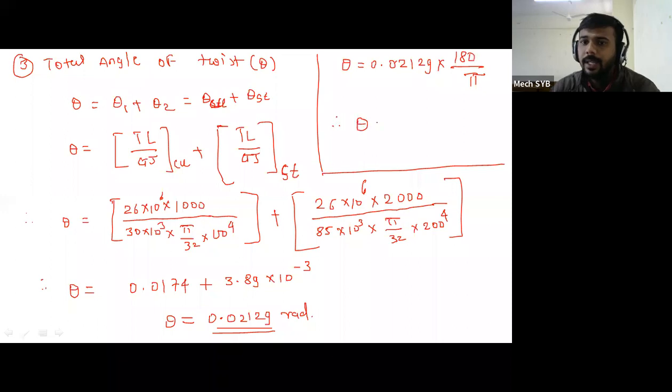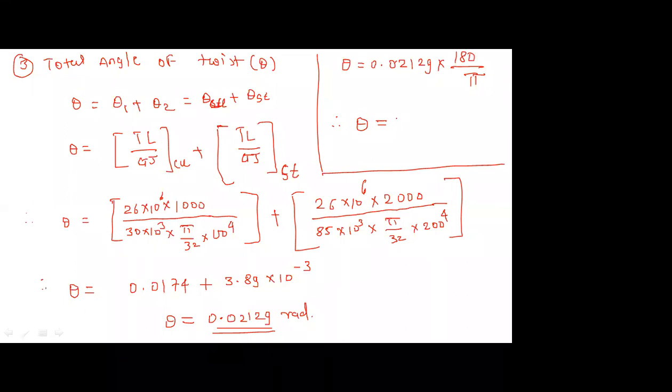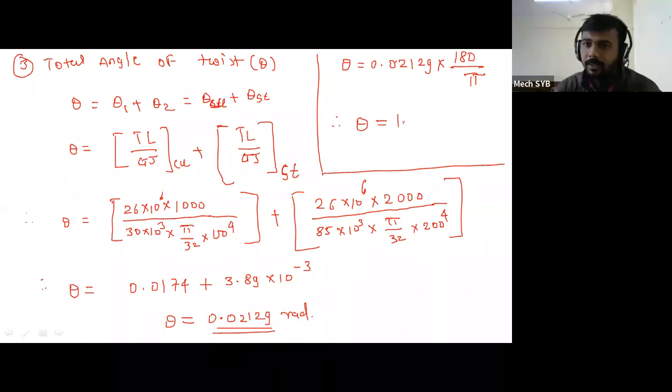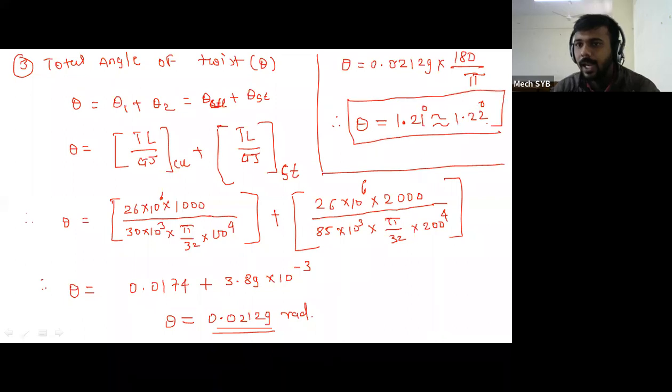Therefore theta is equal to, what will be the answer by multiplying 1.21 or approximately 1.22 degree. This is the final answer. And this theta represents total angle of twist.